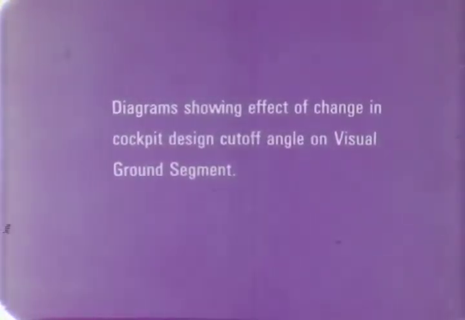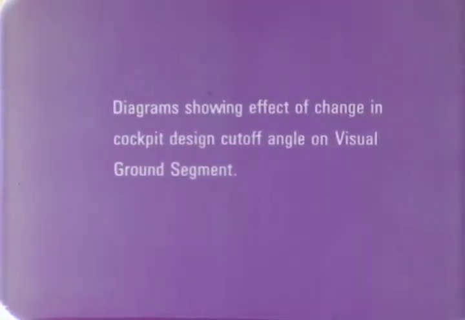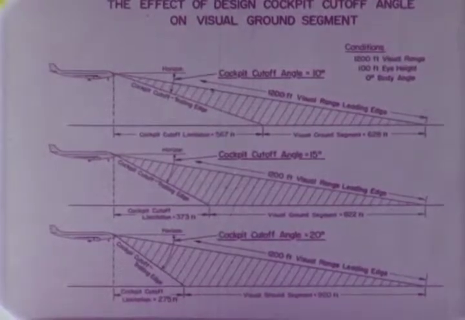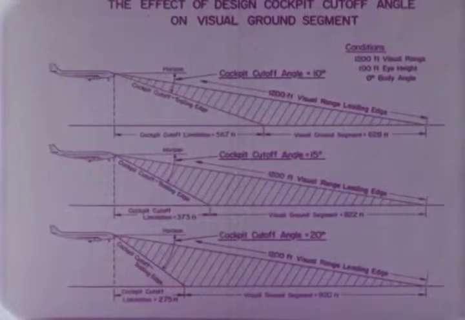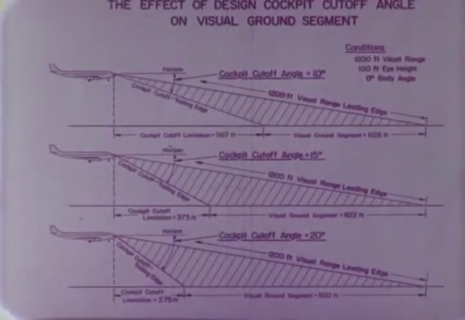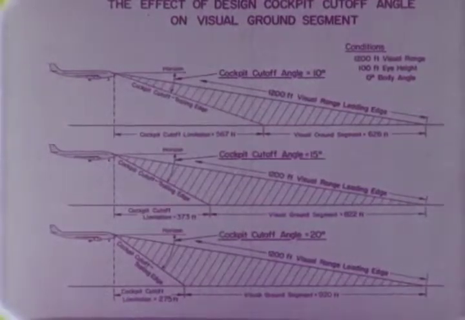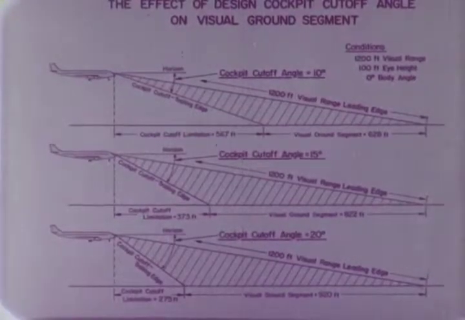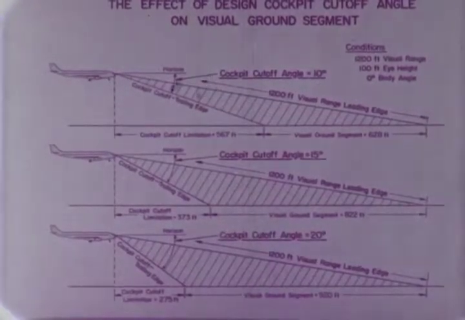Diagram showing the effect of change in cockpit design cutoff angle on visual ground segment. Cutoff angle is defined as the angle between the longitudinal axis of the fuselage and an inclined plane below which the pilot's view is blocked by some part of the aircraft. These diagrams show three cutoff angles. The top is 10 degrees, the middle 15 degrees, and the bottom 20 degrees. As you can see, the larger the cutoff angle, the greater the ground segment that can be seen. Proper seat position will ensure that you have the maximum available.